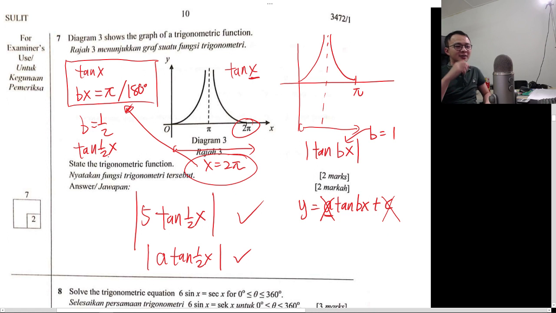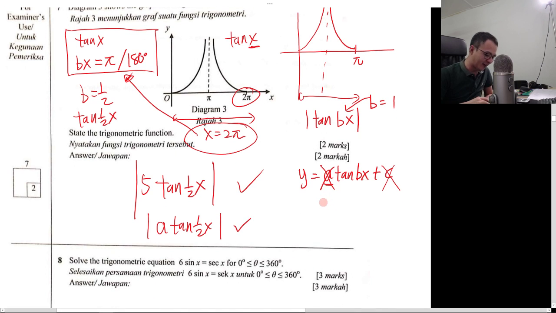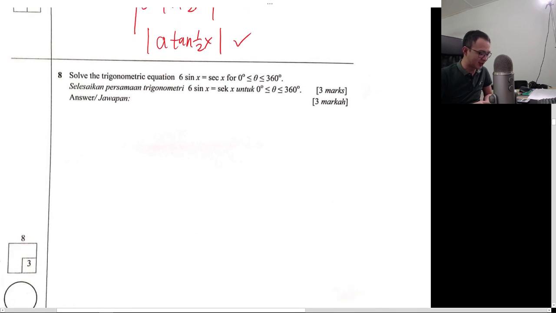Alright, so I hope you can understand. Tangent is the only one equal to 180, because a lot of students might think tangent equals 360. It's just 180. Okay, so if you understand, then I move on to the next question.